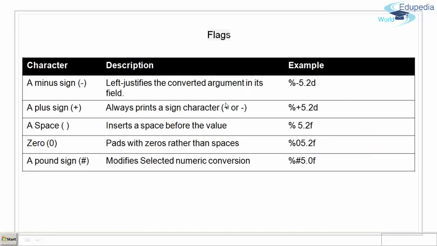Flags. We can control the output using any of these optional flags. We have a minus sign that left justifies the converted argument in its field. It is used like %-5.2d. Then we have a plus sign that says to always print a sign character, either plus or minus. Then we have a space that inserts a space before the value. Then we have a 0 that pads with zeros rather than spaces. Then we have a pound sign that modifies the selected numeric conversion.